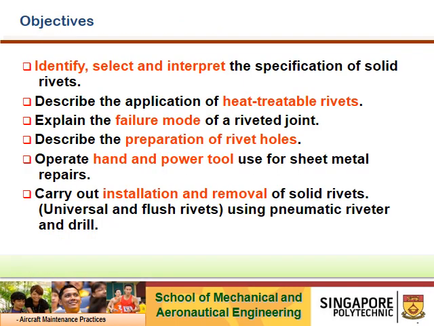In this lesson, we will identify, select and interpret the specification of solid rivets, describe the application of heat-treatable rivets, explain the failure mode of a riveted joint, and describe the preparation of rivet holes. The last two statements refer more to the practical session, where we will learn to operate hand and power tools for sheet metal repairs and also to carry out installation and removal of solid rivets using a pneumatic riveter and drill.